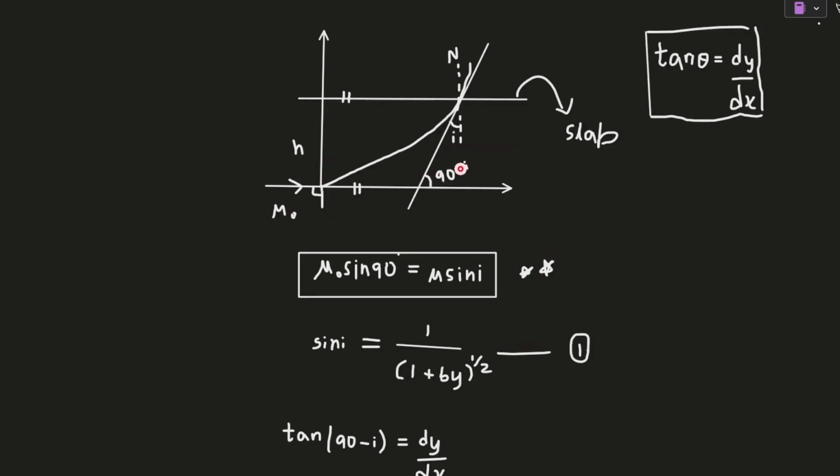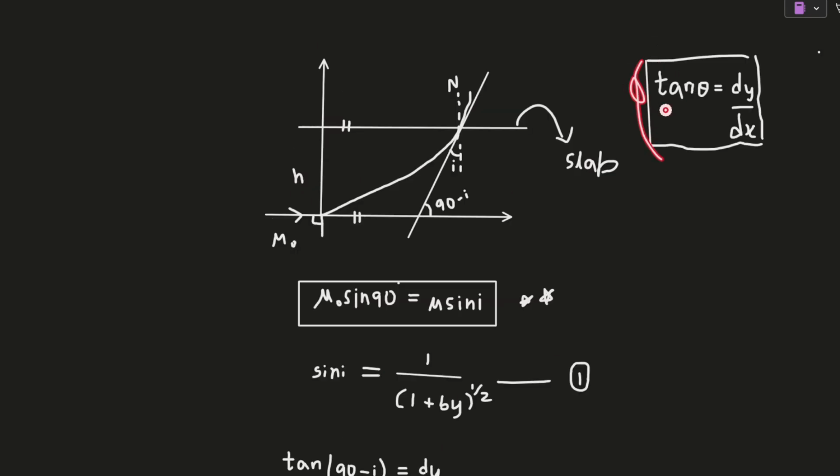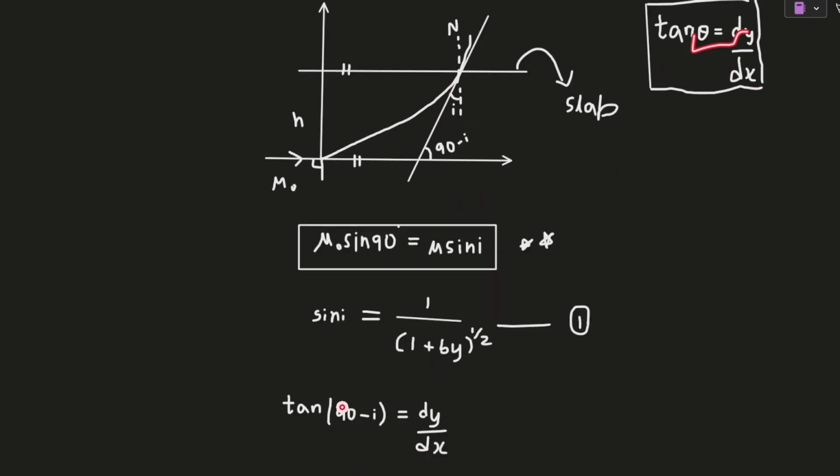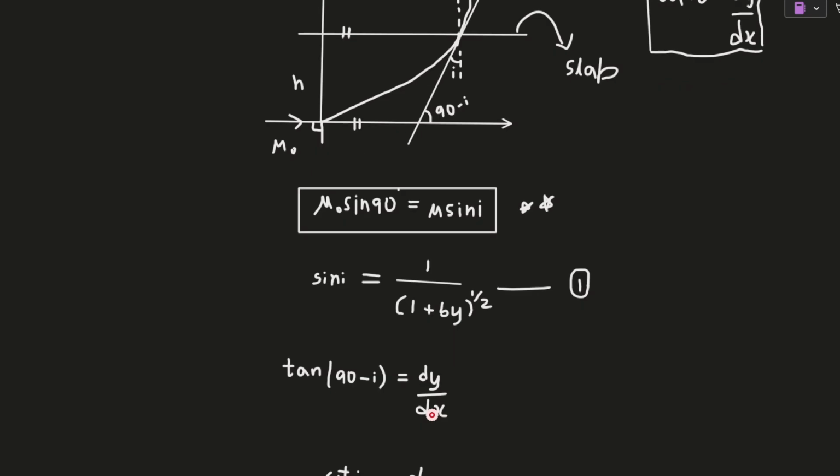Now we write the slope. We have studied this property in tangents and normals in class 11th calculus: tan theta equals dy by dx. Basically here dy by dx is the slope. In this diagram, the angle of the tangent is 90 minus i. So we simply substitute theta as 90 minus i. So tan(90 minus i) equals dy by dx.